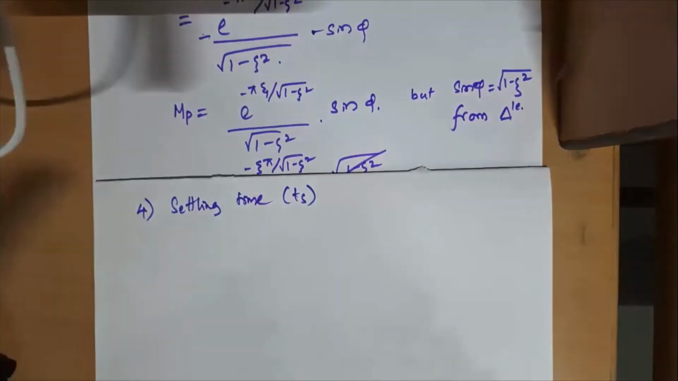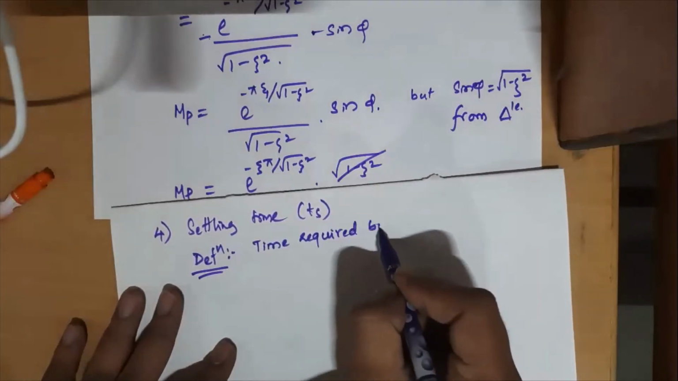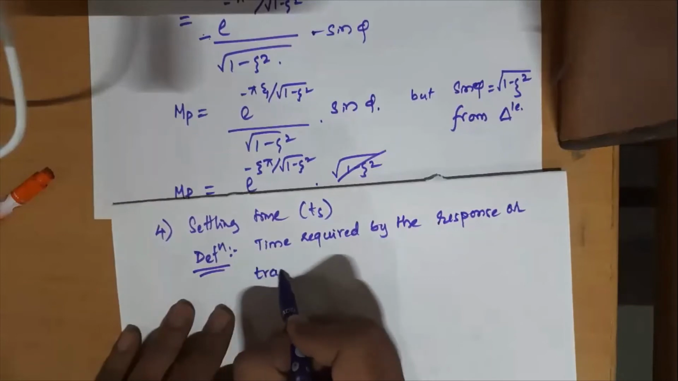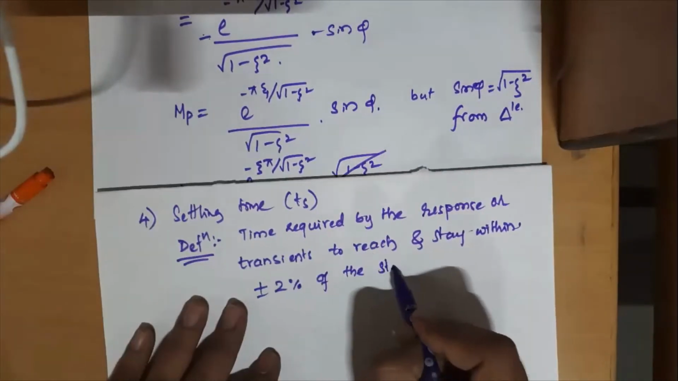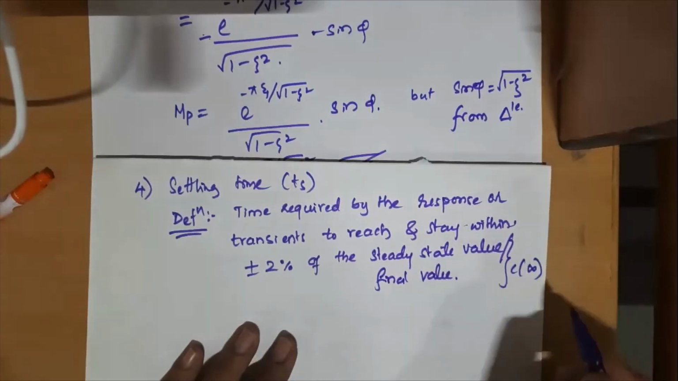Next we start with the fourth one, settling time. The settling time definition is very specific. It is the time required by the response or transients to reach and stay within plus or minus 2% of the steady state value or final value. I'm introducing one more terminology, steady state value, which also means final value. Steady state value means where there are no more oscillations. This definition is quite different. Another terminology, transients, in simple terms means oscillations. So oscillations should reach and stay within plus or minus 2% of the final value.